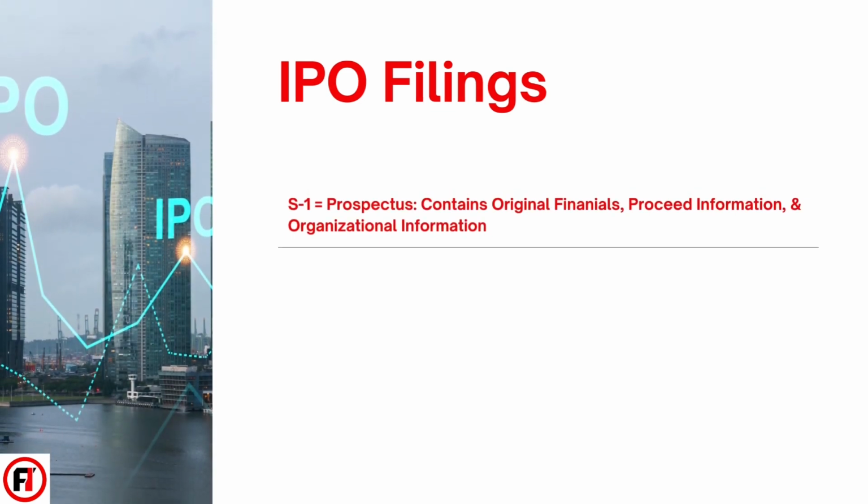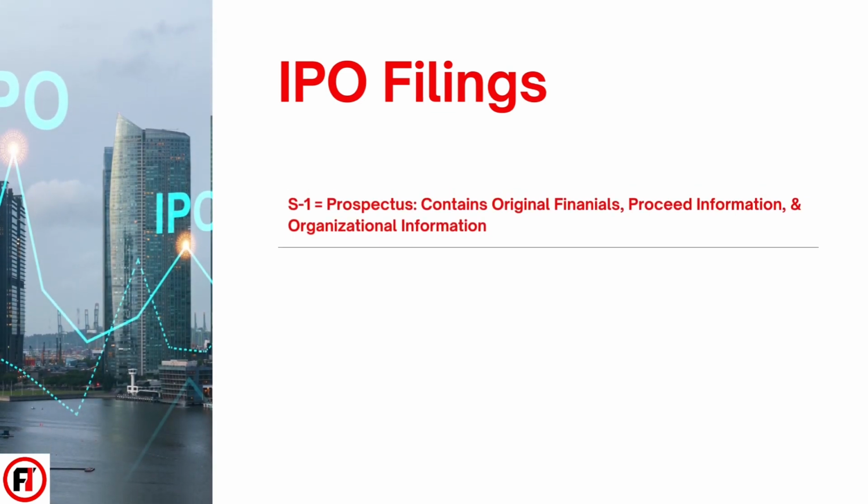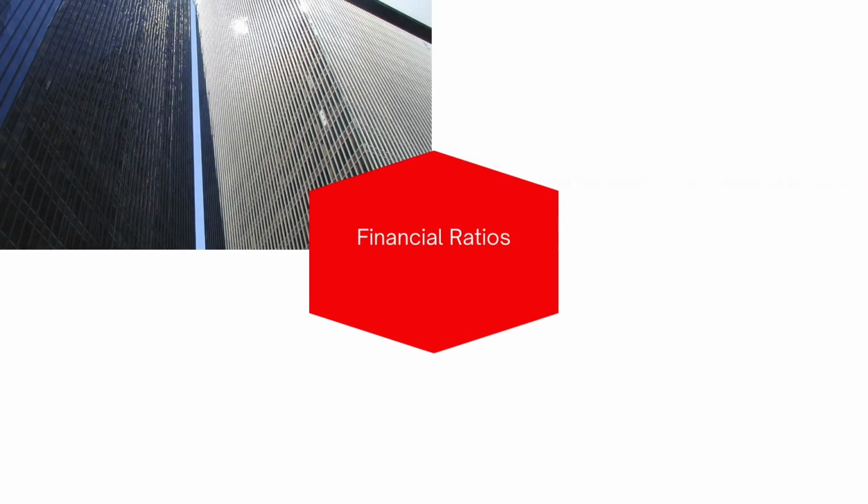And the last filing we have is the IPO filing, which is the S-1, the prospectus. This is basically all the information you need to make a decision about a company. This is their financials. What do they do? What the proceeds are going to be raised for, how much debt they're going to have, executive compensation, that sort of deal. And I think it's all to you for the financial ratios.